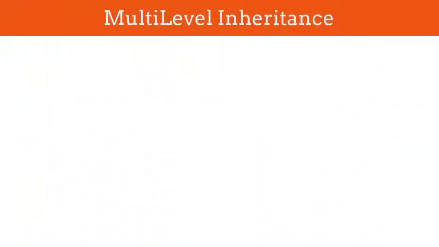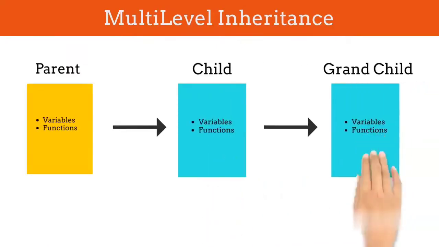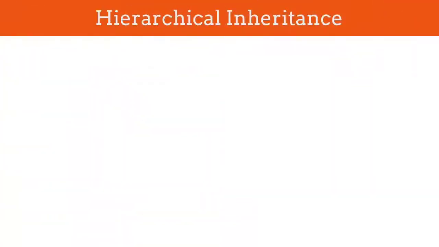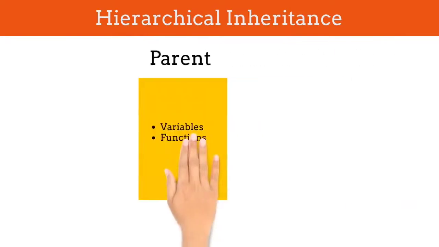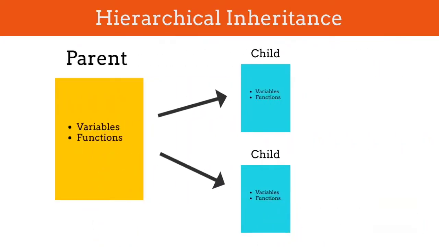Second type is multi-level inheritance. In this type, we can go up to n levels of inheritance. Means a child class can also have a child class, that is a grandchild class, and this grandchild class can access all the properties of both parent and grandparent class. Third type is hierarchical inheritance. In this type of inheritance, a parent class has two or more child classes, and both the child classes can access the properties of a parent class.